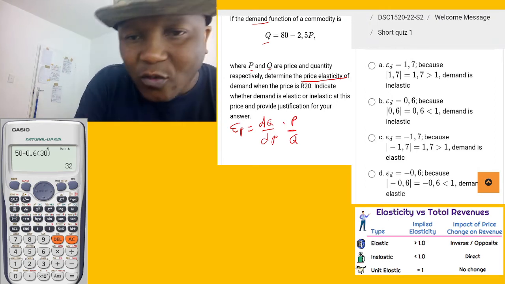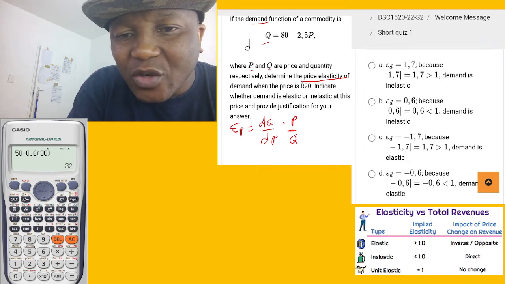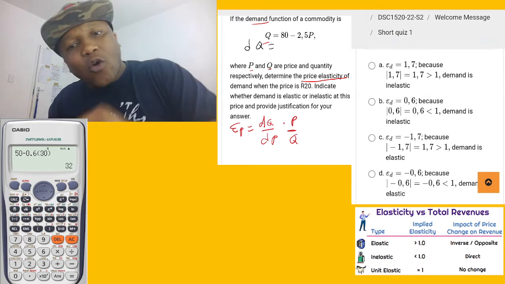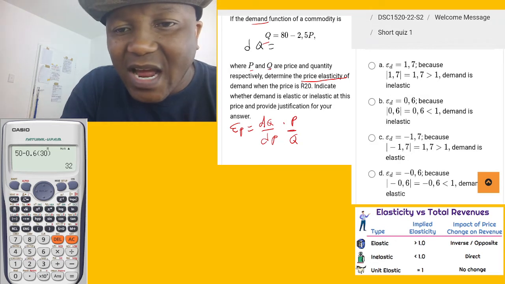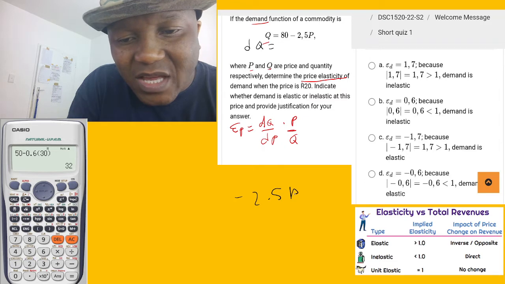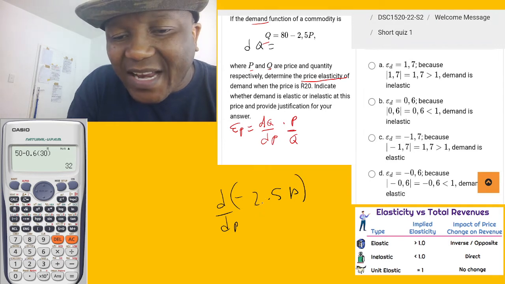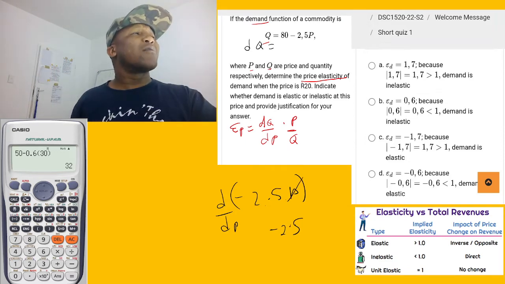To get dQ over dP, let me take what they gave me, the Q. When you differentiate Q, it gives you dQ. When you differentiate 8, it's a constant, so you get 0. I don't have to write anything. Now we come here, negative 2.5P. When you differentiate with d over dP, negative 2.5 gives negative 2.5 only. The P disappears because it's only power 1.